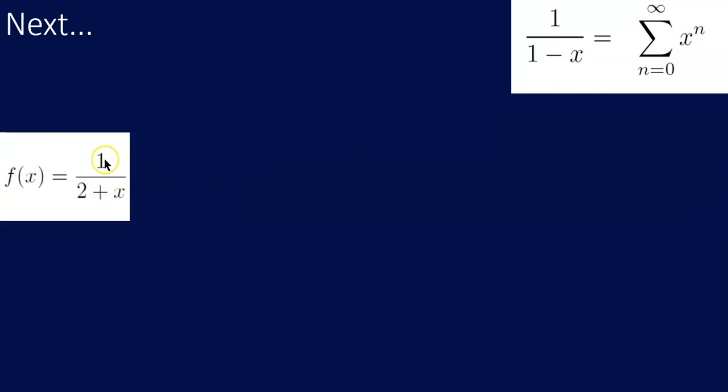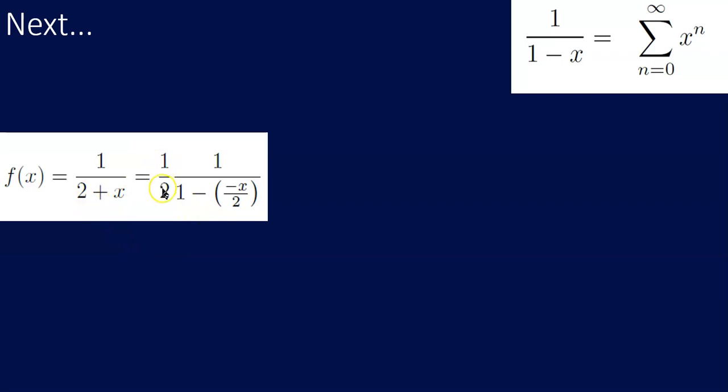Okay. Now, here I have 1 over 2 plus x. I don't want that 2 there. I want it to be a 1. So what I'll do is I'll suck out the 2 from the bottom. Suck out a 2 here and from both. You get 1/2, you get 1 minus a negative x over 2. I went ahead and did that negative trick too.